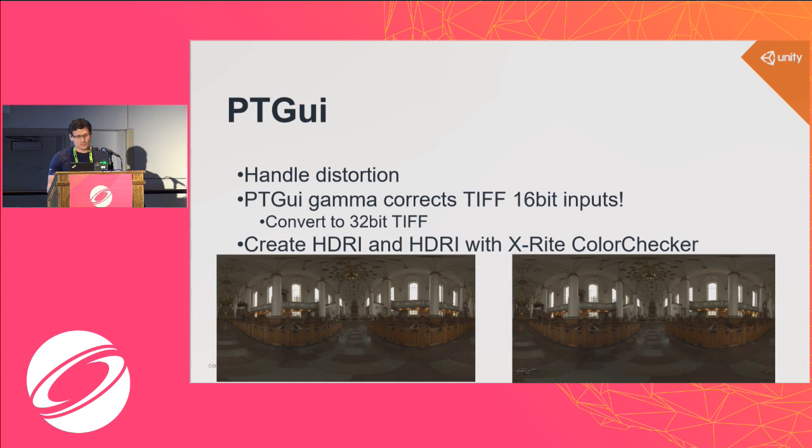We use PTGui to create our HDR panorama. We correct the distortion inside PTGui, stitch our shots, and generate two HDRs, one with and one without the color checker. PTGui applies a gamma correction on the 16-bit TIFF images, so we need to convert our TIFFs from 16 to 32 bit. If the equipment is perfectly aligned, then the stitching should be easy.